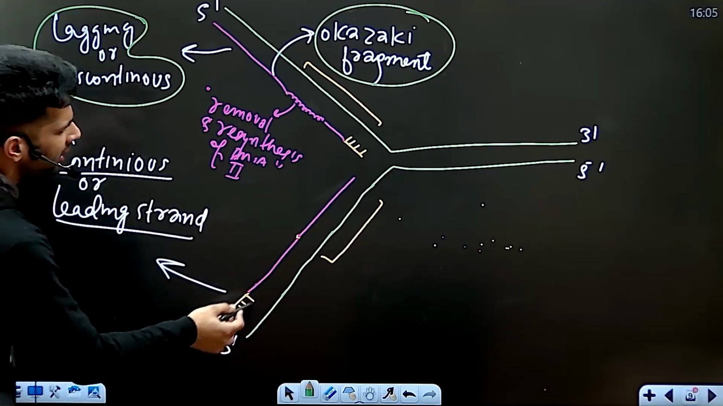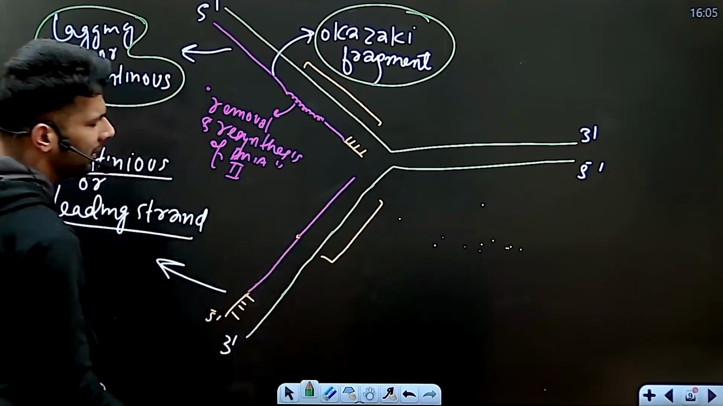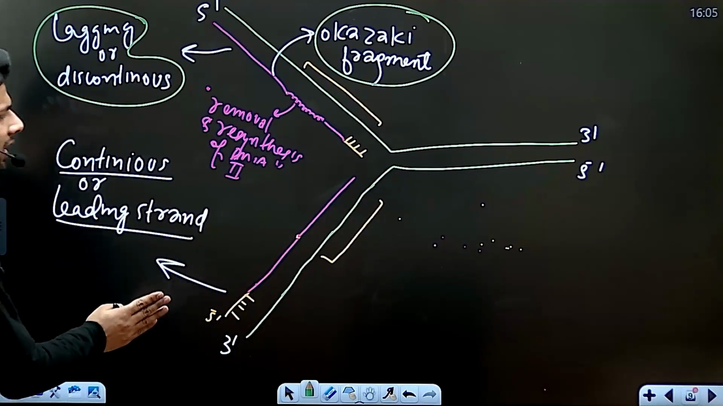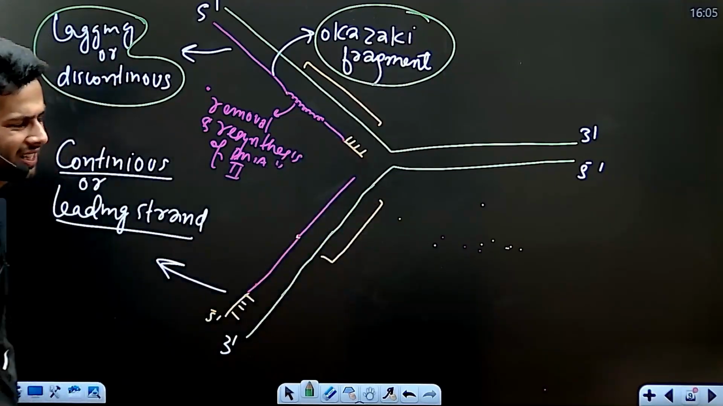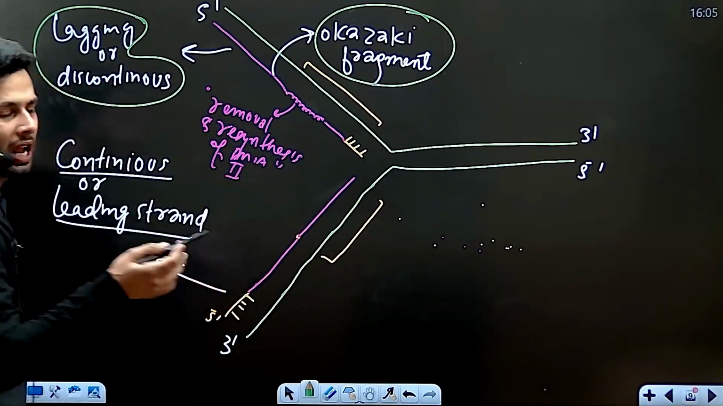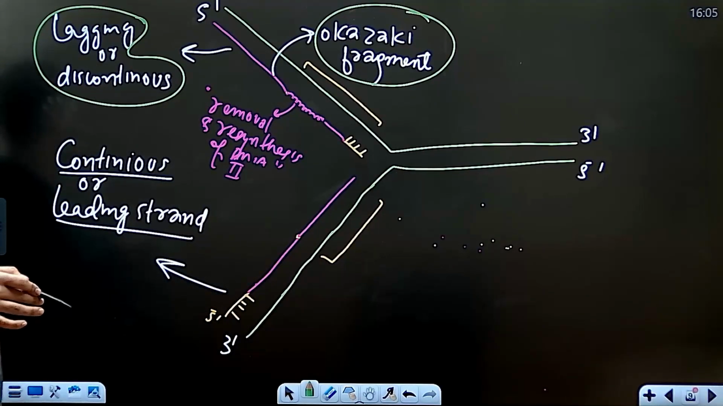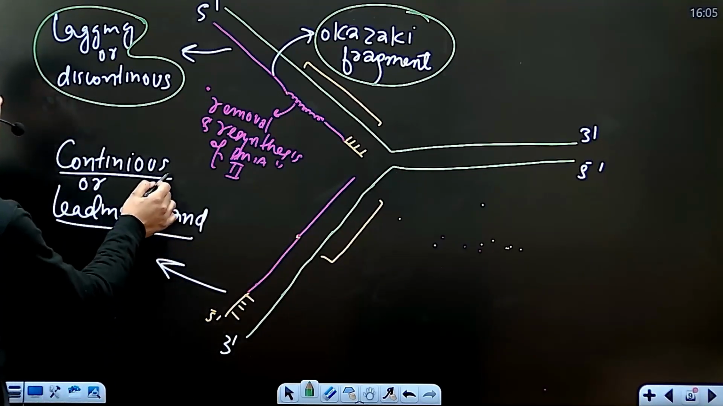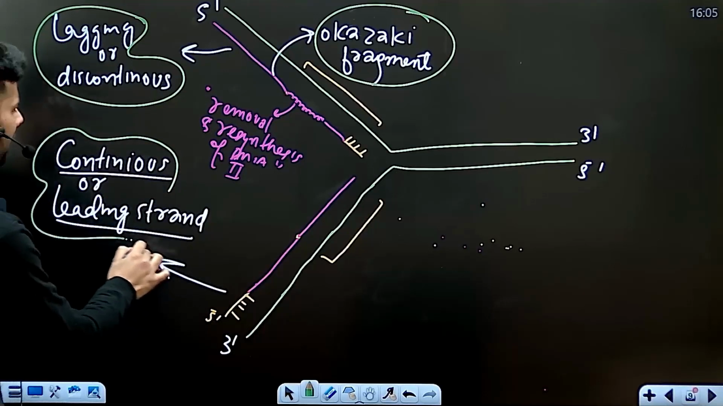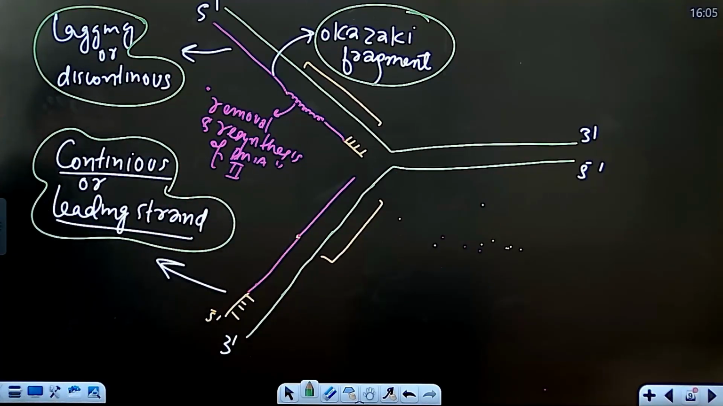On the opposite strand, there is always availability of the 3' end, in which the DNA replication will proceed in the 5' to 3' direction. So on that strand we don't have to resynthesize primers again and again. That strand will become the continuous or leading strand. And this thing will continue.